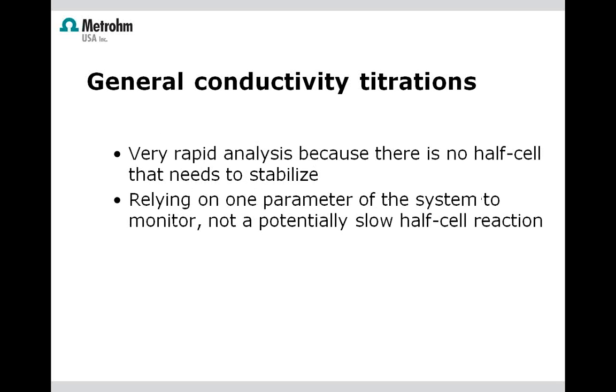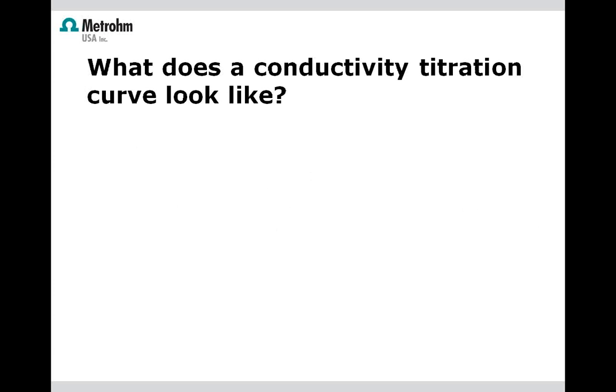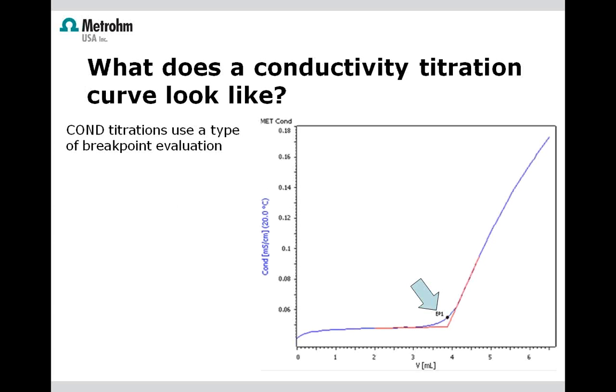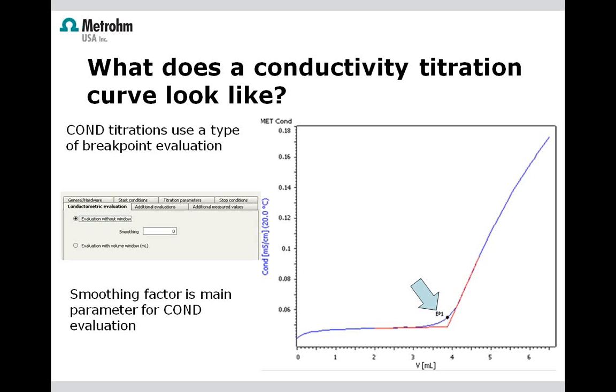Nice thing with conductivity titration, it's a very rapid analysis because there's no electrode half cell that needs to stabilize, like in your traditional pH type electrode. You're relying on only one parameter of the system to monitor and no potentially slow half cell reaction. A conductivity titration curve looks a little bit different than your standard S curve in a titration. It has what's called a breakpoint, and basically you're looking at your conductivity as your reagent is consumed. It will pretty drastically change in a very defined spot as the conductivity will increase as you have excess reagent.